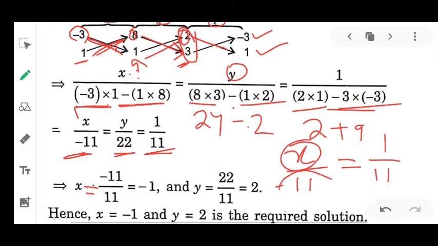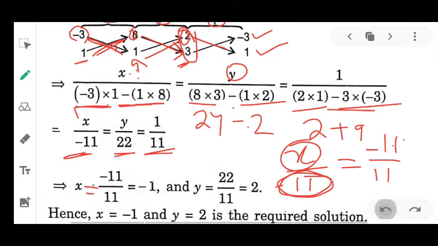So x will be this part, minus 11. If we bring minus 11 to the right side, then it will be minus 11 by 11. So minus 11 by 11 is minus 1. So the x value is minus 1.